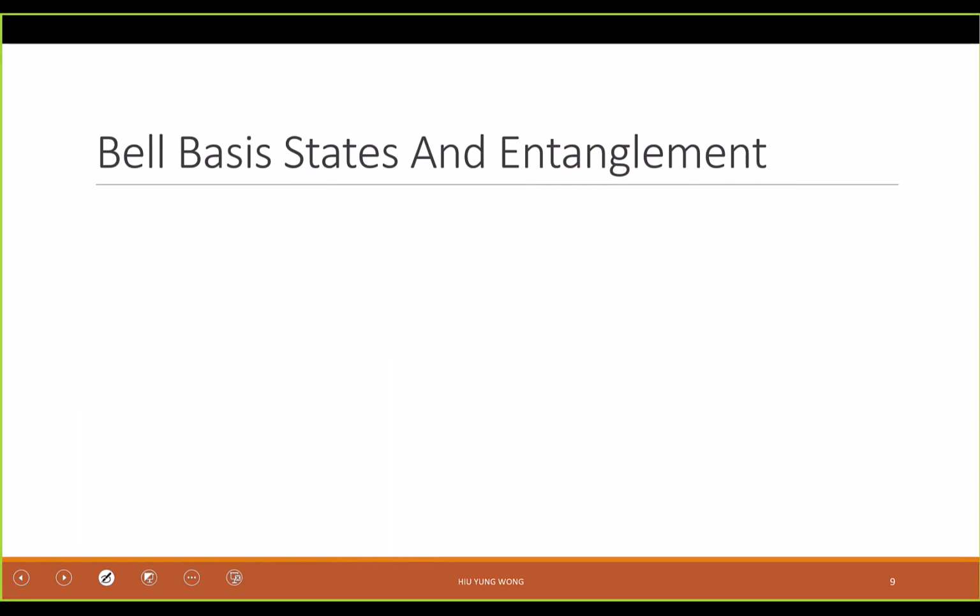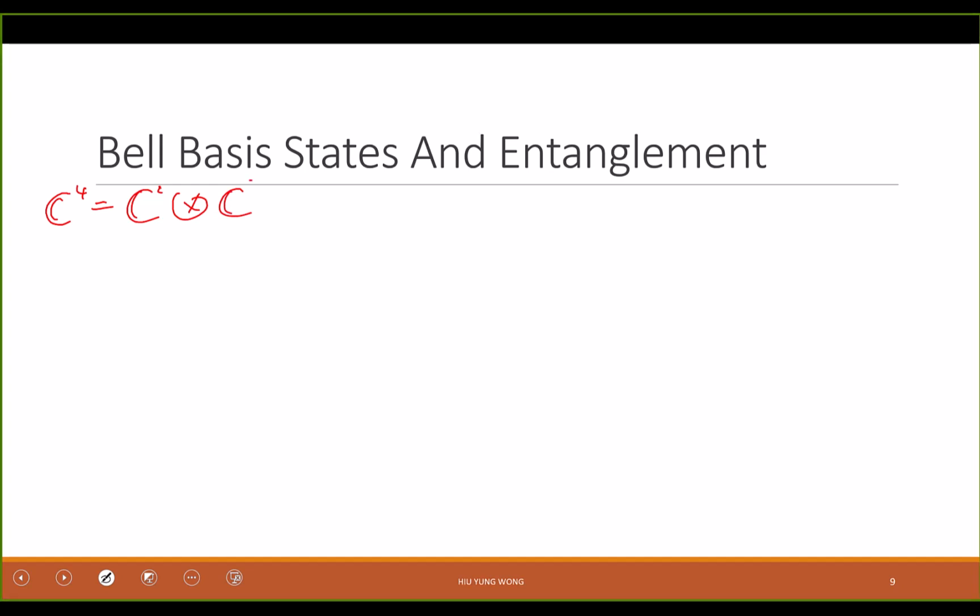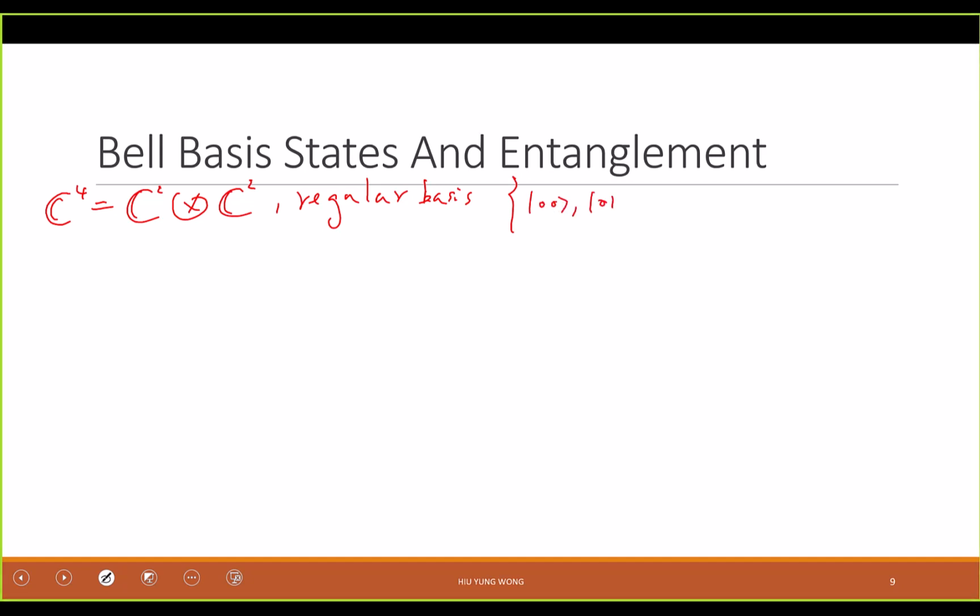Then we look at some very important states called the Bell states, which you already did in assignment 1, right? But you didn't need to know it at that time. So we say that C4 is just a tensor product of two C2s, right? So the regular basis, maybe you call it the natural basis, I don't know what people call it, is |00>, |01>, |10>, |11>, because they are the basis you get by taking a tensor product of the basis states of the lower dimension, right? Very natural. This is the basis that you have.